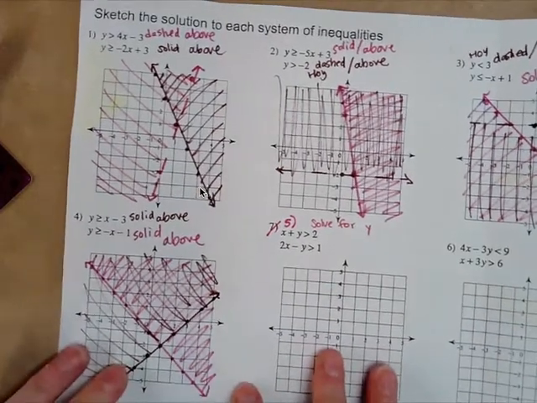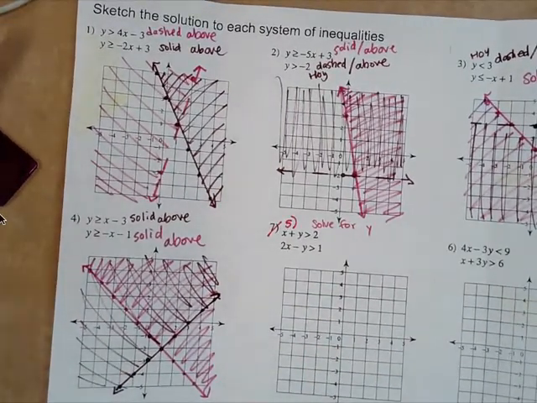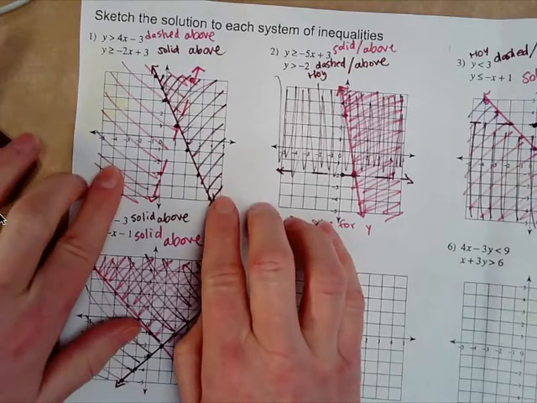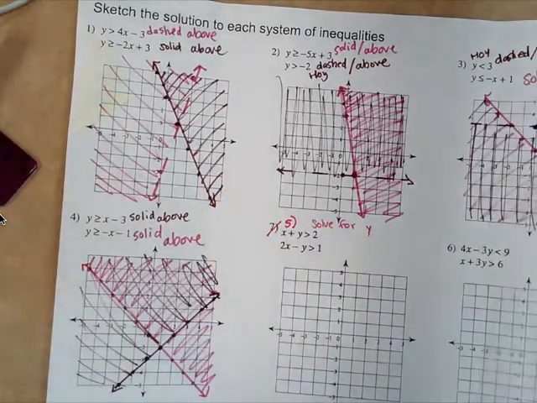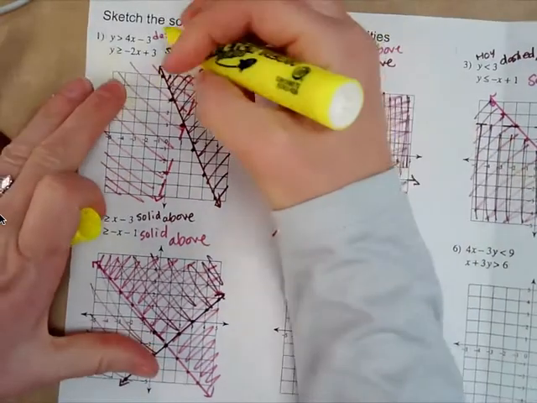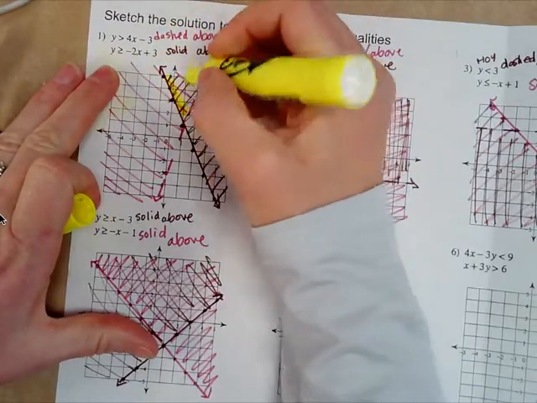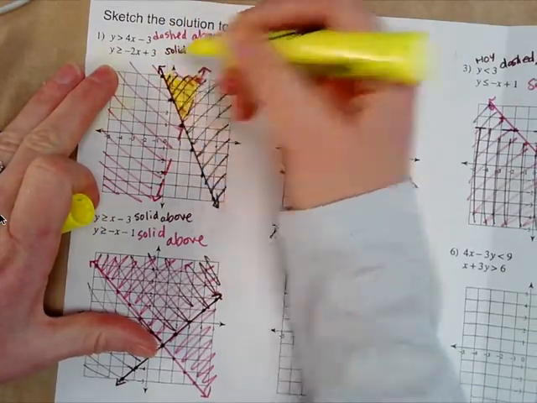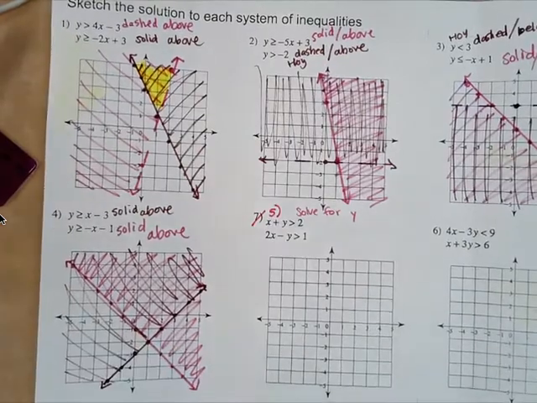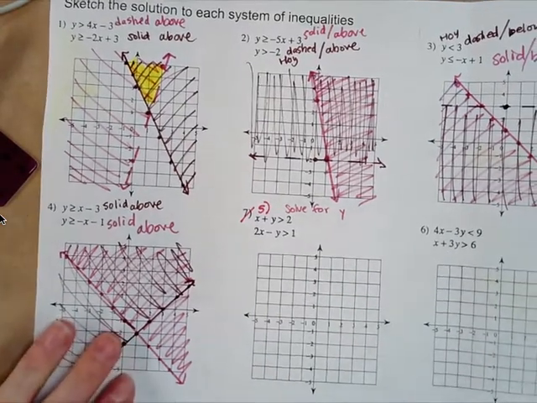Okay, so the inside should be done, 1 through 4. So I just want you to check. You're looking for the double shaded area. Anything in this area or on a solid line is the solution to that system of inequalities.